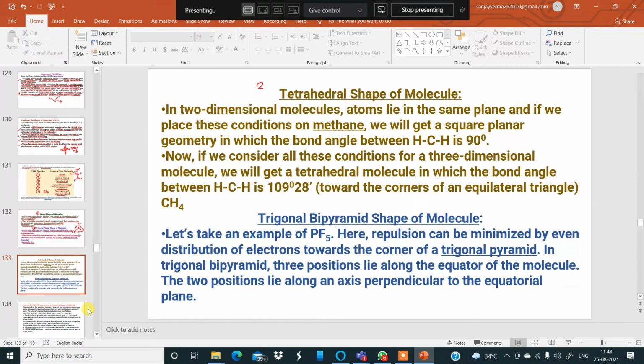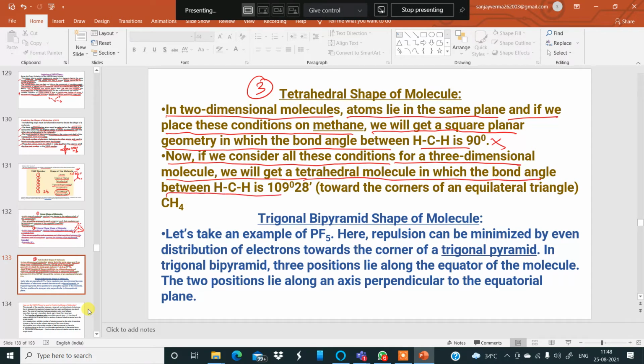Moving to the next one, number 3, that is tetrahedral shape of molecule. In 2-dimensional molecules, atoms lie in the same plane which are connected to the central atom, and if we place these conditions on methane, we will get a square planar geometry in which the bond angle is 90 degrees, but this is not possible. Now, if we consider all these conditions for a three-dimensional molecule, we will get a tetrahedral molecule in which the bond angle between carbon and hydrogen is 109 degrees 28 minutes.